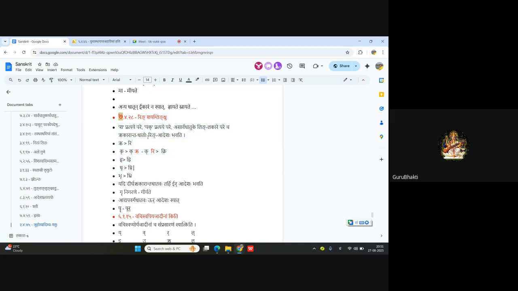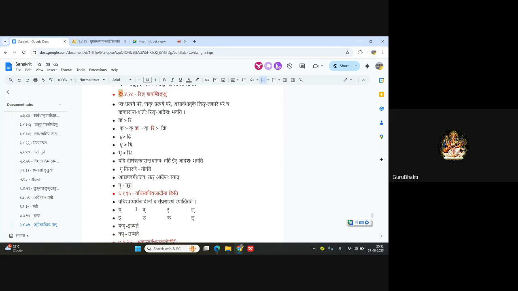If it is a hrasva rukaranta dhatu, ir will come. Dirgha rukaranta, ir will come. If there is a pavarga at the beginning, then ur will come. That's how pru becomes pur. Then we add ta pratyaya, the nishtha pratyaya, and it becomes purna.